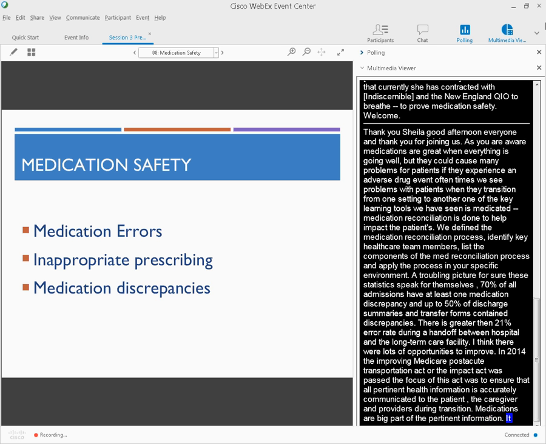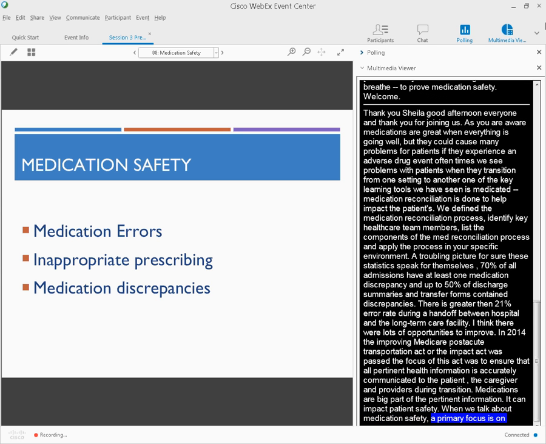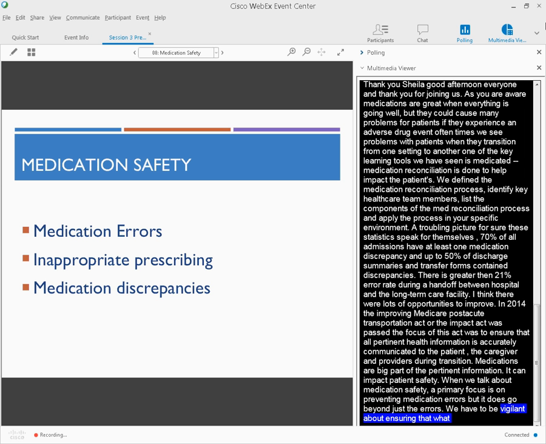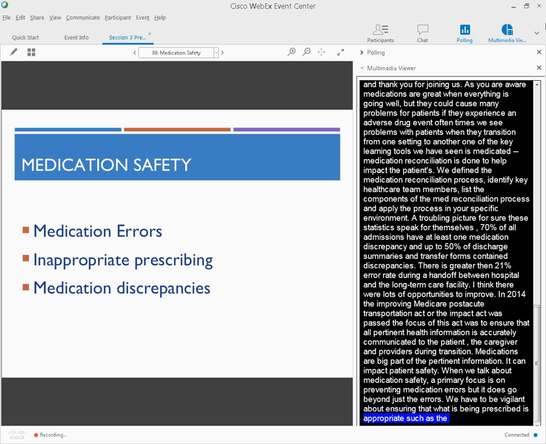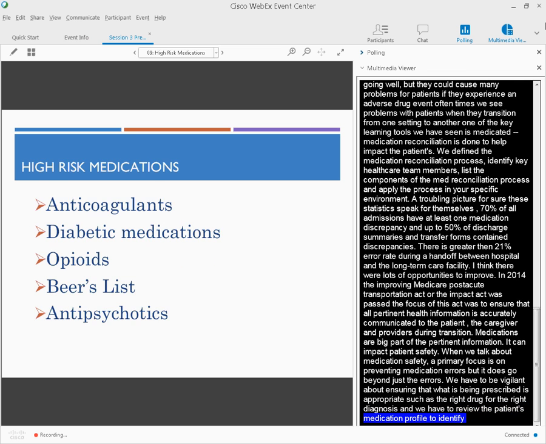When we talk about medication safety, a primary focus is on preventing medication errors, but it does go beyond just the errors. We have to be vigilant about ensuring that what is being prescribed is appropriate, such as the right drug for the right diagnosis. And we have to review the patient's medication profile to identify any medication-related problems or discrepancies and then work to resolve them.